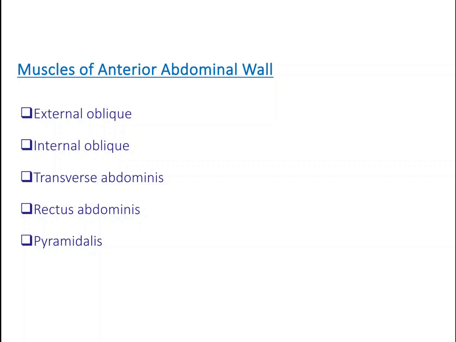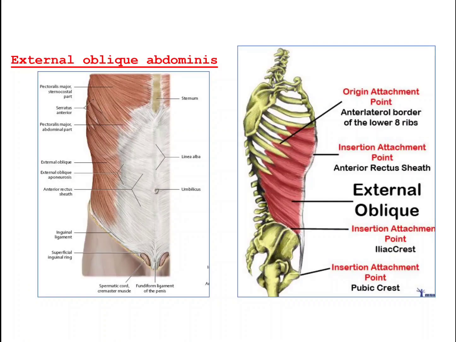Now let us see the muscles of the anterior abdominal wall. The muscles we have: external oblique abdominis muscle, internal oblique abdominis muscle, transversus abdominis, rectus abdominis. There is a small muscle called pyramidalis. These are the muscles of the anterior abdominal wall. Let us see the muscles one by one.